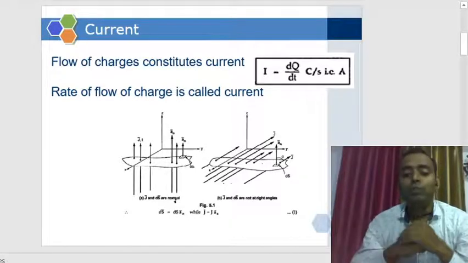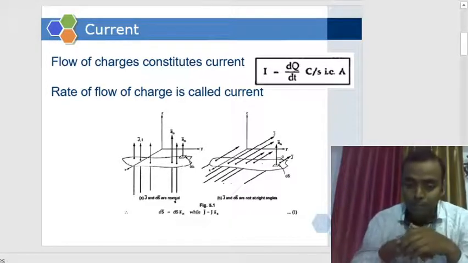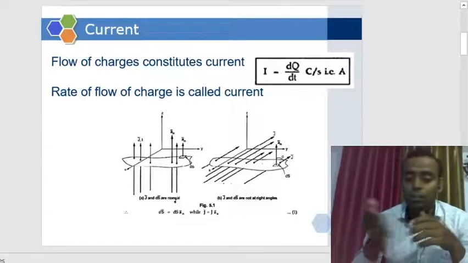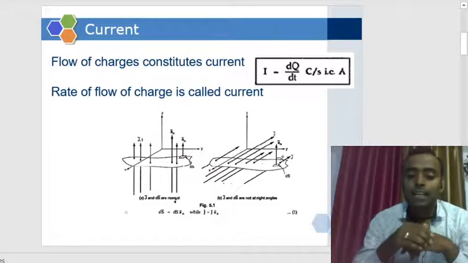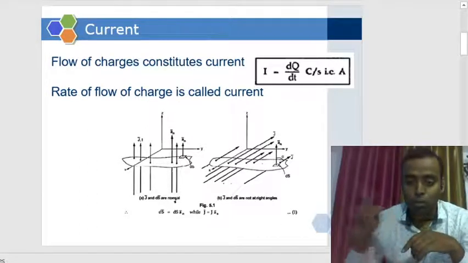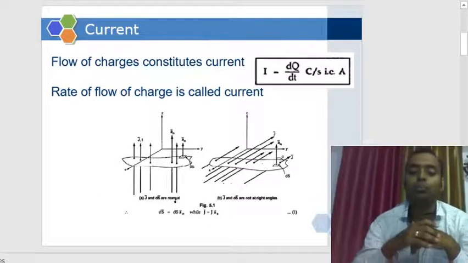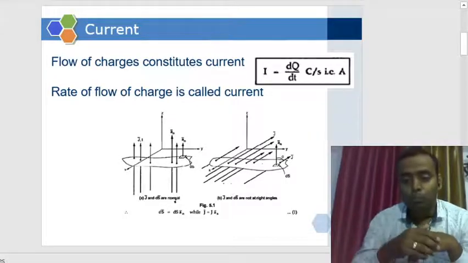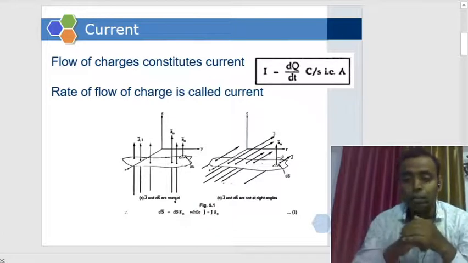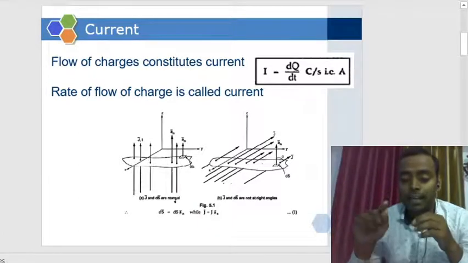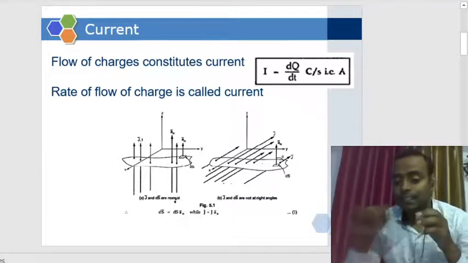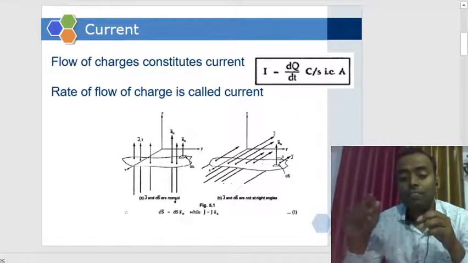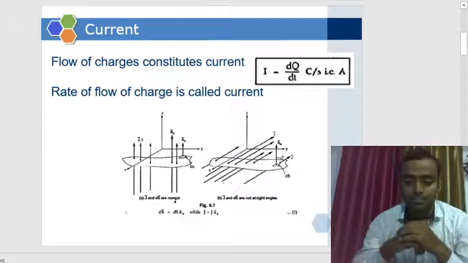Okay, so we can multiply them. Those are the vectors. So vector a dot b, so we'll get J dot dS. For normal, when J and dS both are normal, we'll get J dS. Suppose they are at some angle, not normal, then we get total I, which is equal to the surface integral of J dot dS.